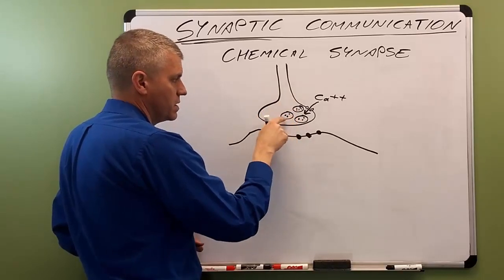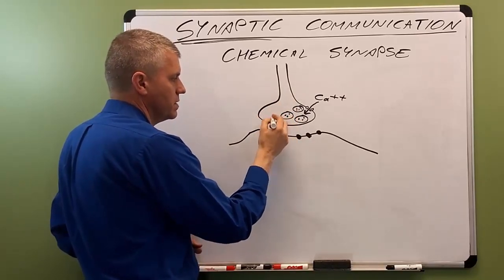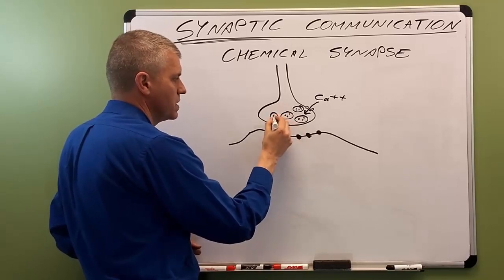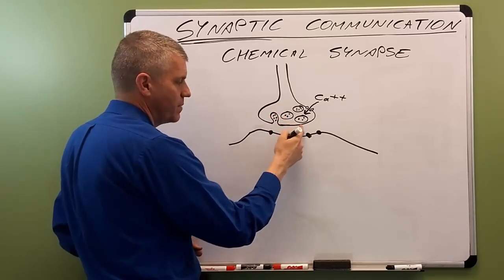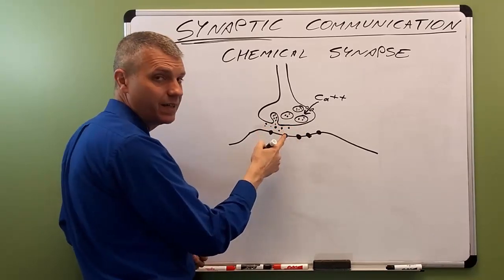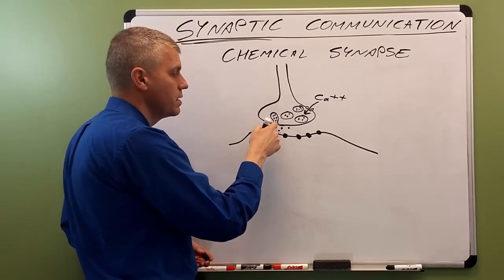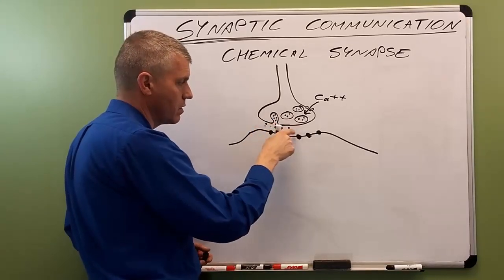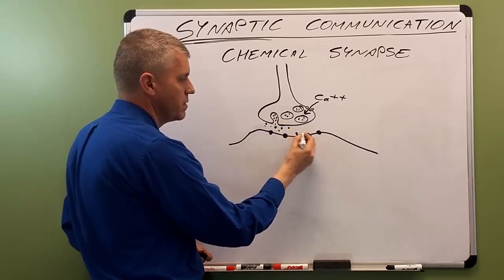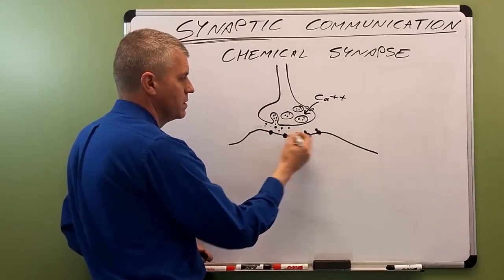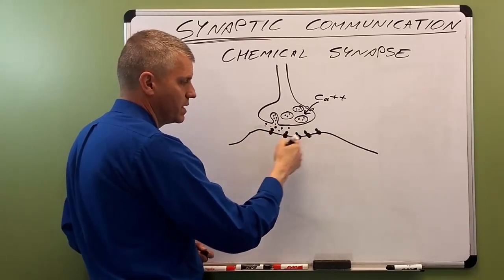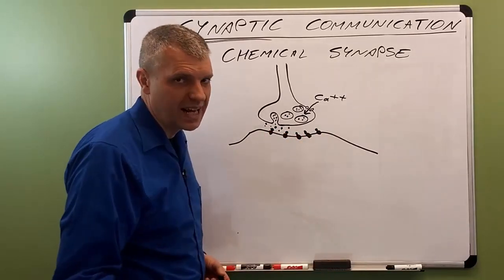The presence of that increase in calcium causes these vesicles containing neurotransmitter to perform exocytosis at the presynaptic membrane and to dump their neurotransmitter into the synaptic cleft. The neurotransmitter then diffuses across the synaptic cleft or synaptic gap, and the neurotransmitter binds to the receptors on the postsynaptic membrane, or receptors on the postsynaptic cell.